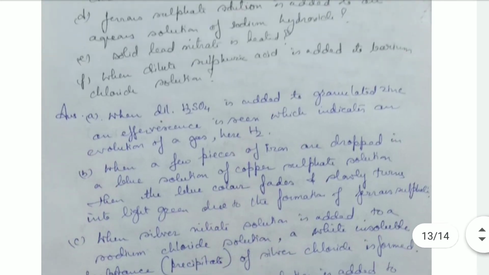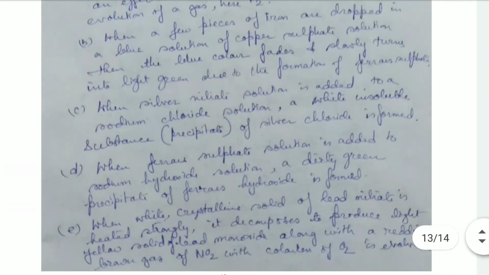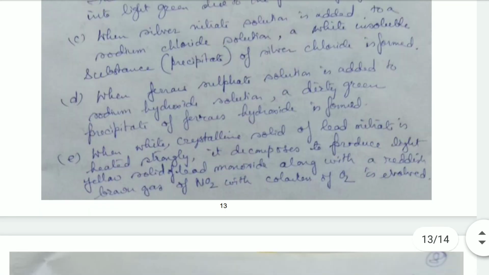Then solid lead nitrate is heated. When solid lead nitrate is heated, the white crystalline substance, lead nitrate, changes to yellow colored lead monoxide. So white color changes to yellow solid of lead monoxide, along with a reddish brown gas of nitrogen dioxide liberated, and a colorless gas also evolves, that is oxygen.